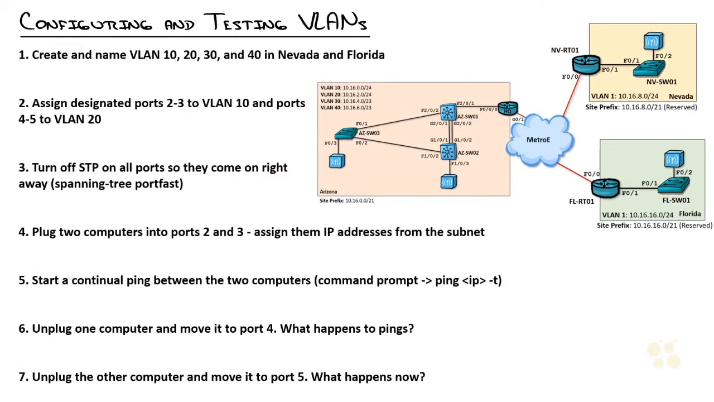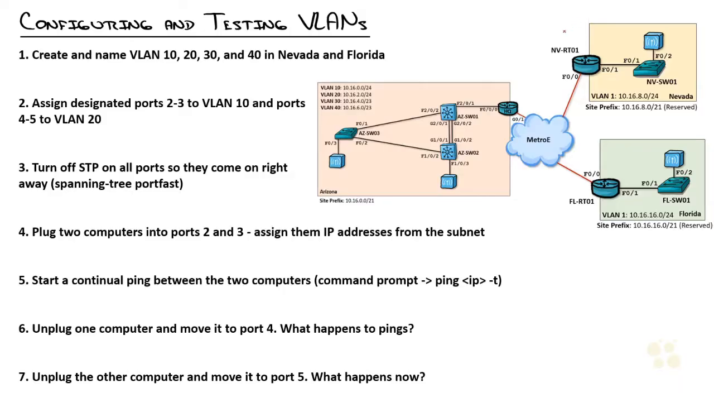And by the way, I didn't intend to do this. At the very beginning when I was designing this, I thought, well, we've only got 5 users in Florida and Nevada, so we don't really need that many VLANs there. But then I got to VLANs, and I thought, it would be cool. So let's do that. What I want to do is deploy VLANs in Nevada and Florida. So you can see the objective. I literally designed this just like a lab would be, right? I want to create and name VLANs 10, 20, 30, and 40 in Nevada and Florida.